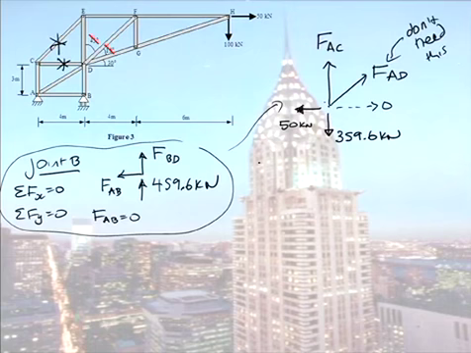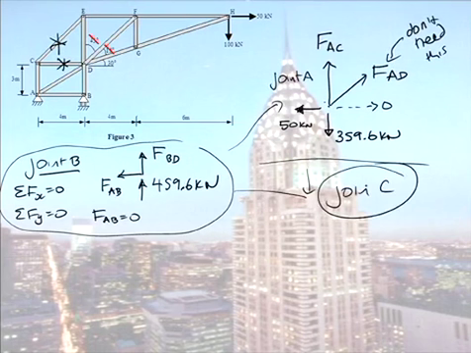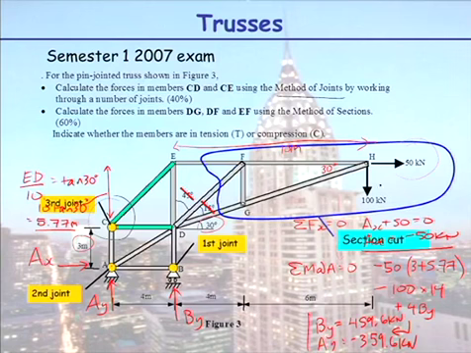So that would be joint C, joint A, and then you would move across to joint C. I'm not going to do that now, because that's just a simple method of joints. What I want to focus on is the method of sections. Okay, let's just go back.